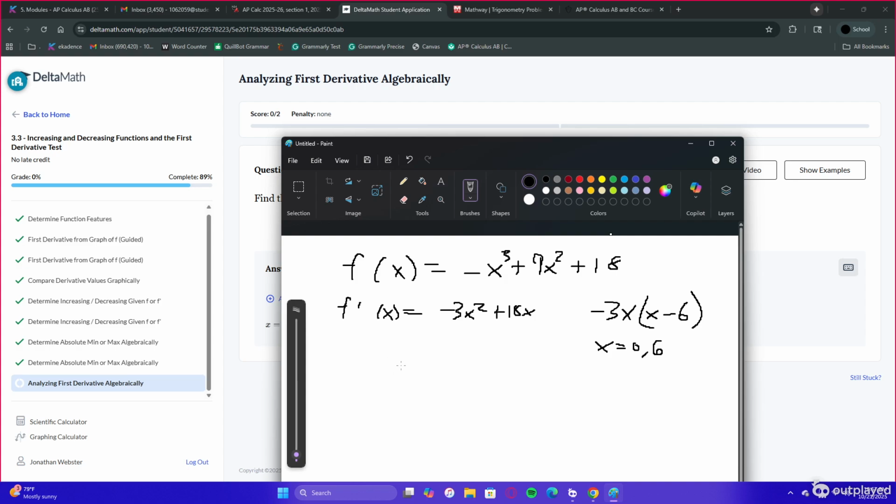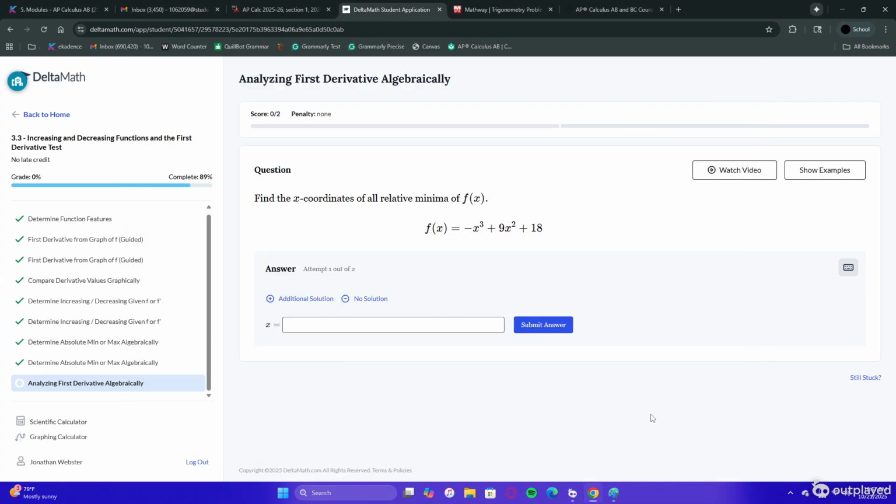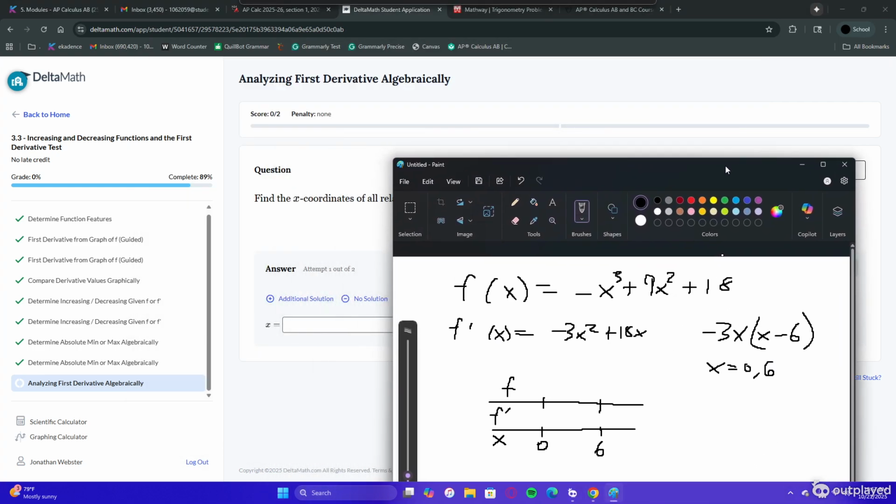So plugging that here, we can do the same thing as we did earlier, where we found where f or f prime was increasing or decreasing. The same chart, 0 and 6. Okay, and doing the same thing as earlier, if you plug in a value less than 0, you get a negative. You plug in a value between 0 and 6, you get positive. And then after 6, it'd be negative. So decreasing into increasing into decreasing.